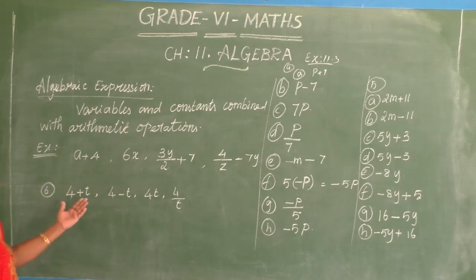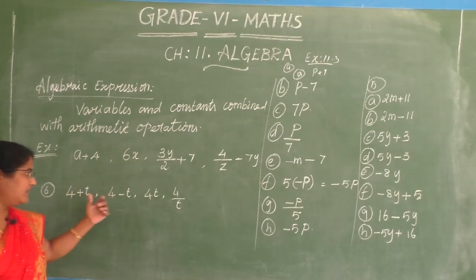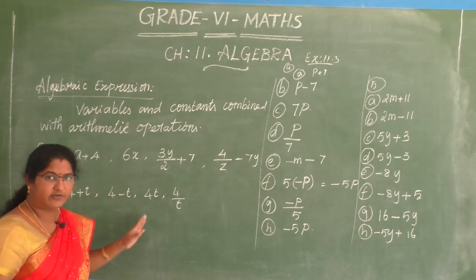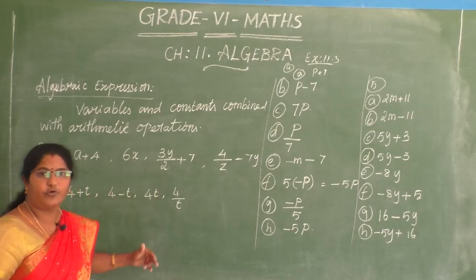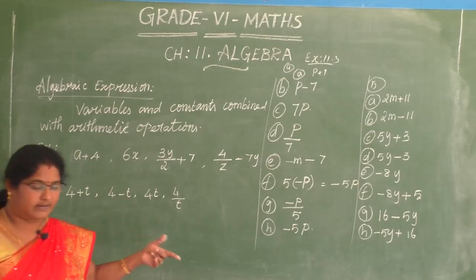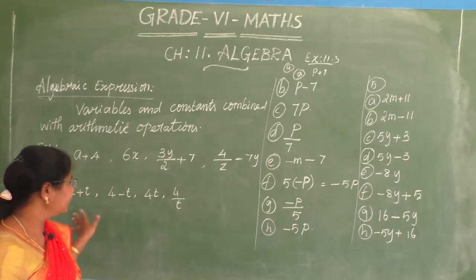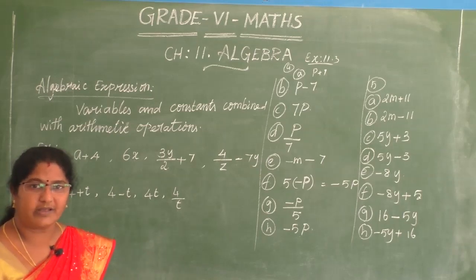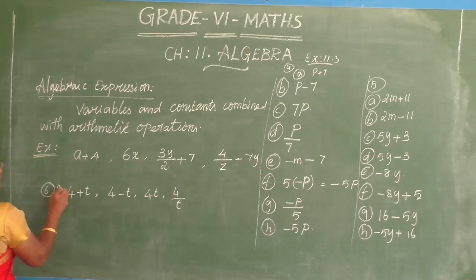Okay, likewise we can write t minus 4, t plus 4, t minus 4, then 4t, and we have to write t by 4 like this only. Likewise we can write more expressions using t and 4. Okay, likewise we can create more expressions. This is for question A.